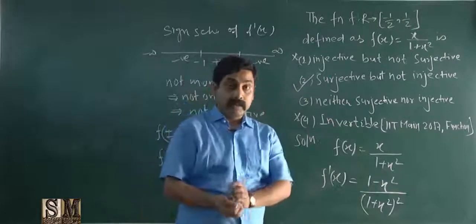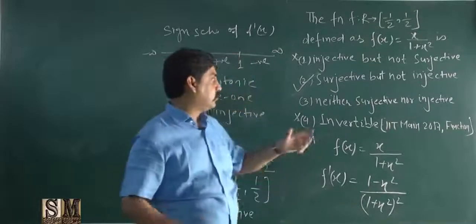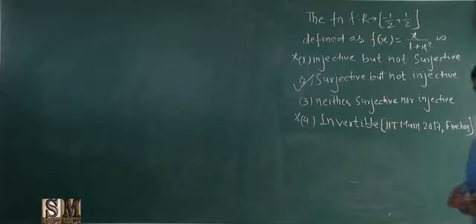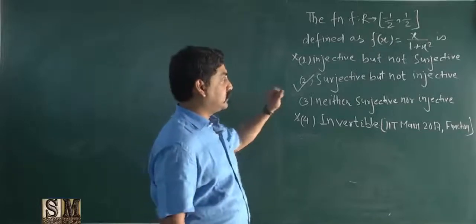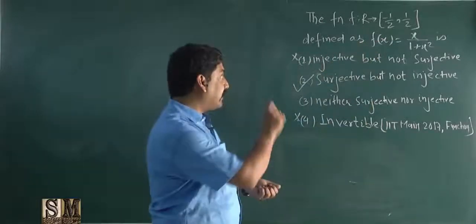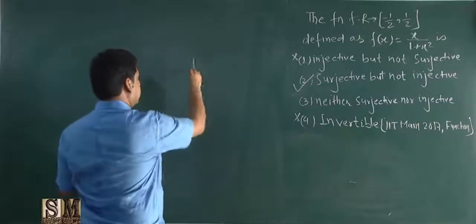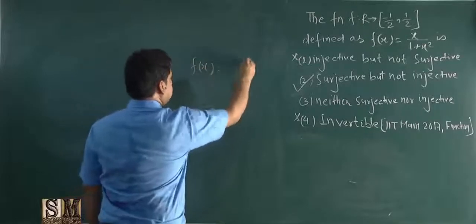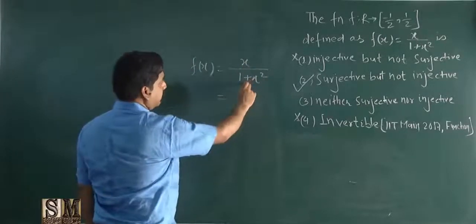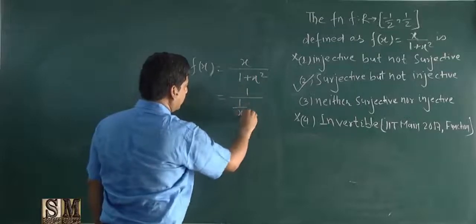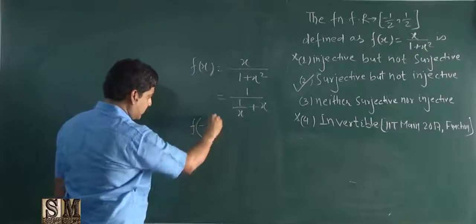The option is 2. But this question has a very simple solution that we are going to see next. Now see what the concept is and what an objective question is. You can do this question without writing anything. See how. This is f(x), x by 1 plus x square. Divide both numerator and denominator by x. This is 1 by x plus x. From here, you can straightforwardly guess.